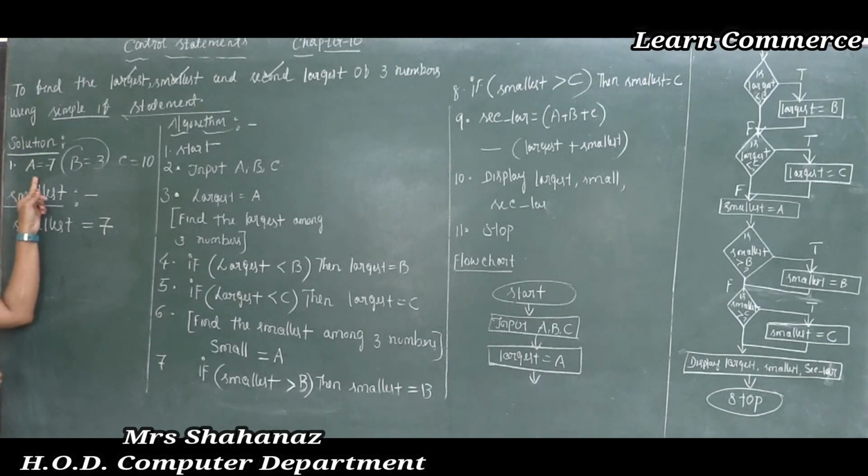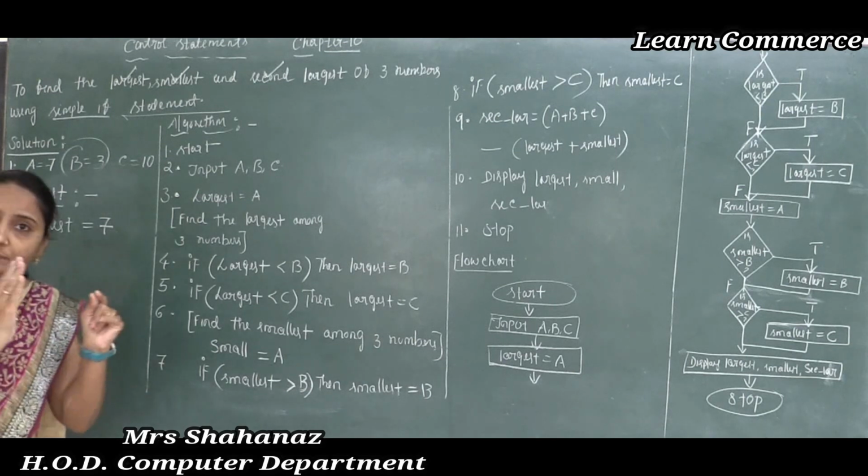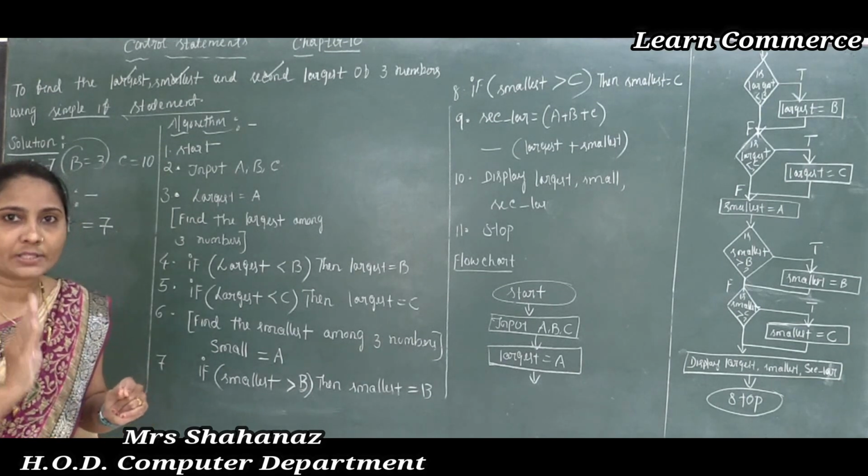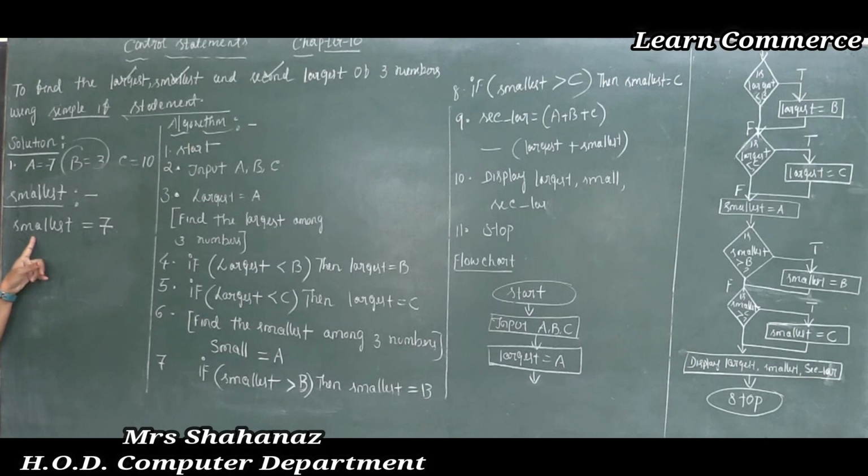I am just taking it as an assumption, my first number is the smallest number here. So we are going to find out the smallest of 3 numbers here, and assuming that the first number is the smallest, so smallest is equal to A, so A value is equal to 7, so we can write the smallest is equal to 7.